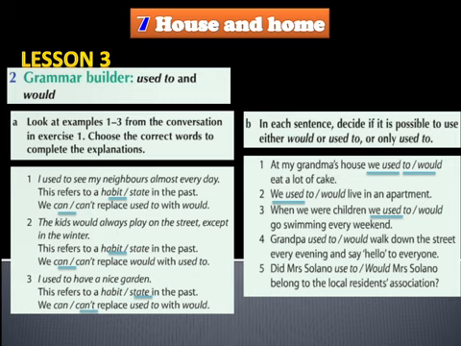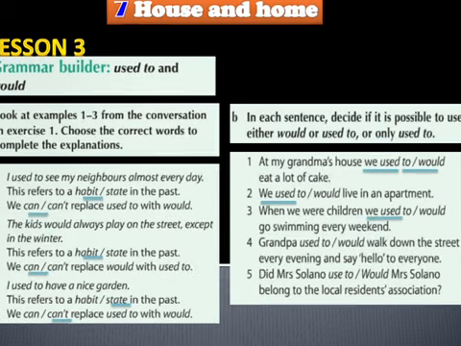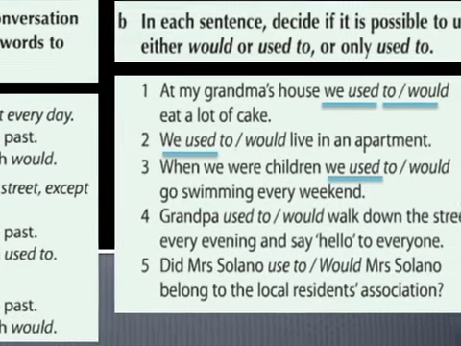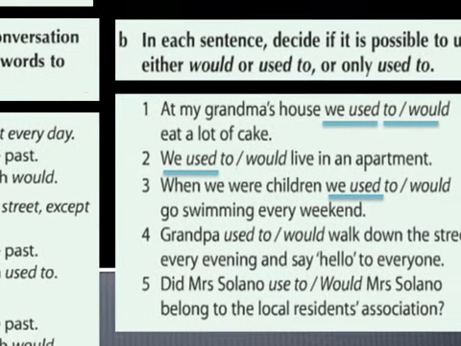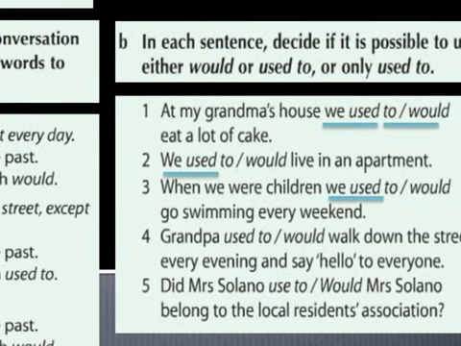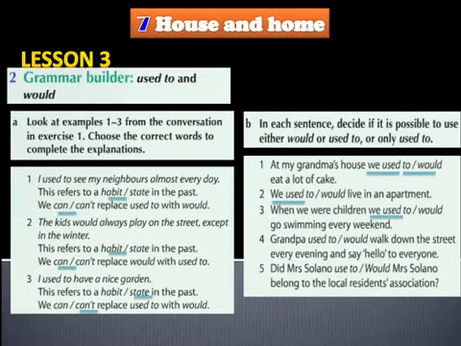3. When we were children, we used to or would go swimming every weekend. The verb go is an action verb. So we can use both, used to and would.